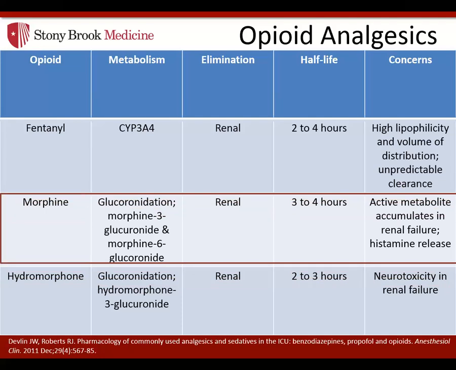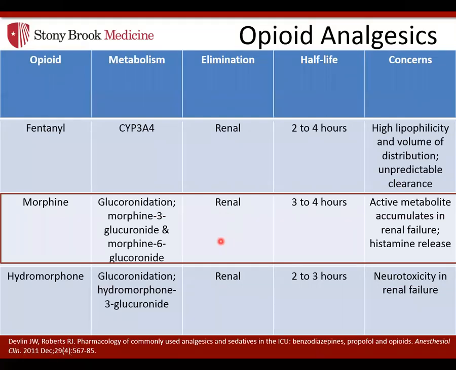So next we have morphine, and this isn't commonly seen as an agent for continuous sedation, because there are so many drawbacks and concerns with this drug. It's hepatically metabolized by glucuronidation into 2 active metabolites that are then eliminated by the kidneys and can accumulate with chronic use in patients with decreased renal function, which is very common in patients who are critically ill.